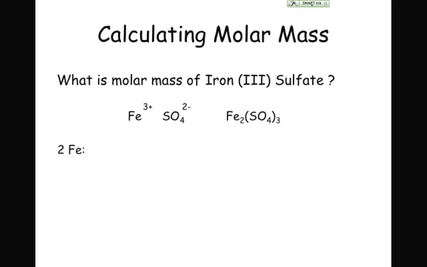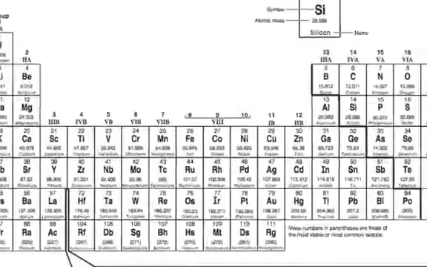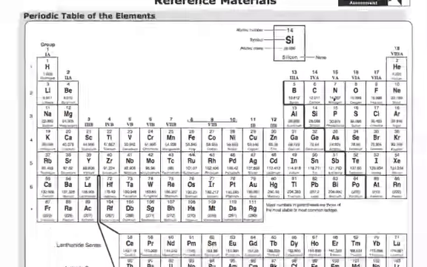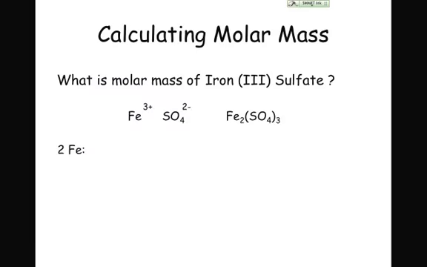So we have 2 iron atoms. Let's go to our periodic table. Find iron. It's atomic number 26 right there. 55.845 would be your atomic mass of iron. Go back. You have 2 of those. And so 2 times 55.845.